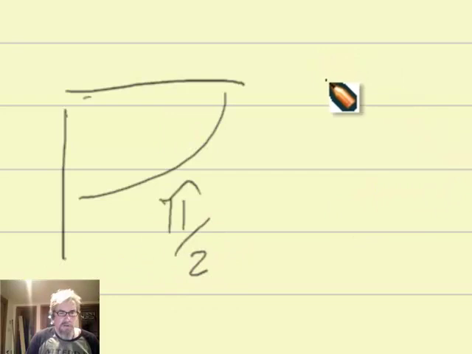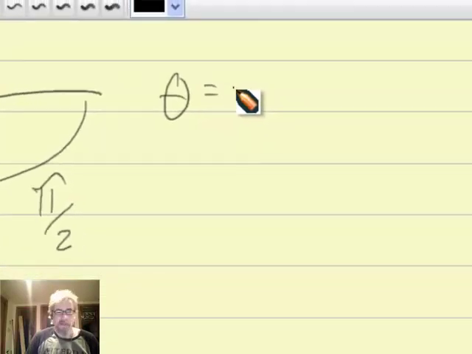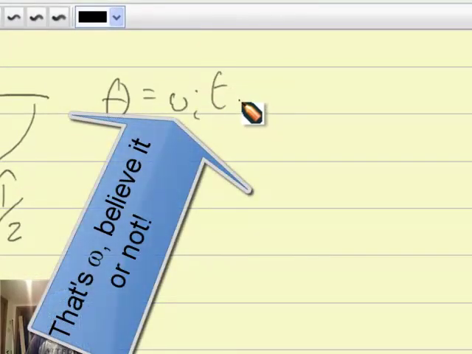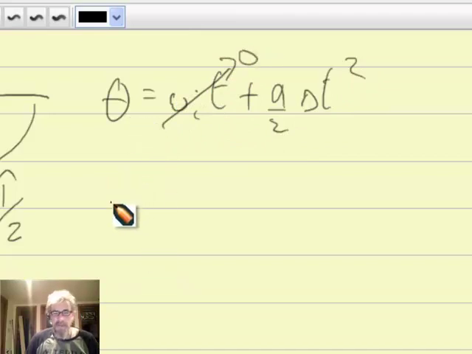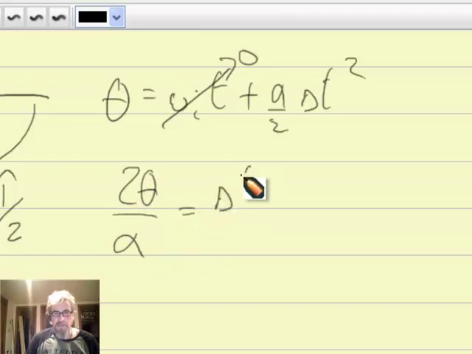Here's what we know about what's happening to theta during the acceleration. Theta is equal to initial omega times time plus alpha over 2 times time squared. Well, just as the string breaks, initial omega is 0. And we know what theta is. Theta is going to be our pi over 2. So what we're trying to find in this equation is delta t. Well, let's solve for it. If I multiply both sides by 2 and divide both sides by alpha, I get that 2 theta over alpha is equal to delta t squared. So the square root of that would be delta t.